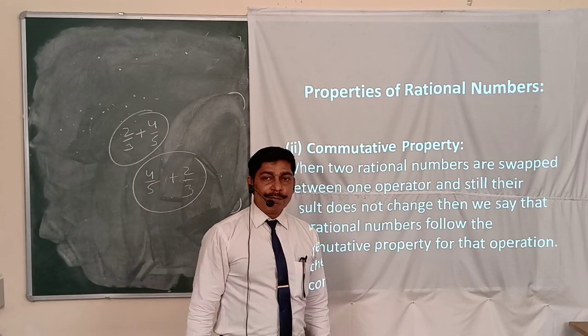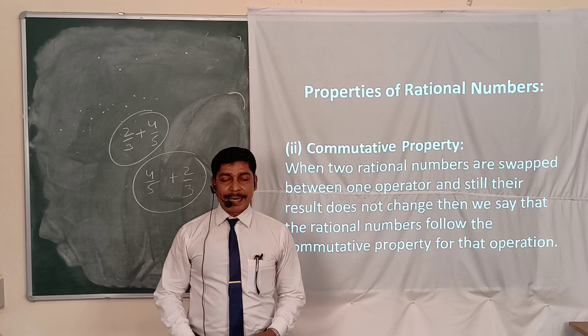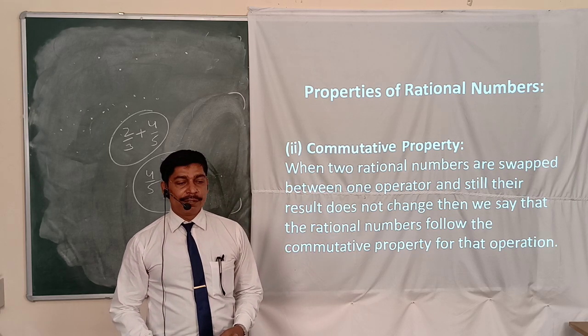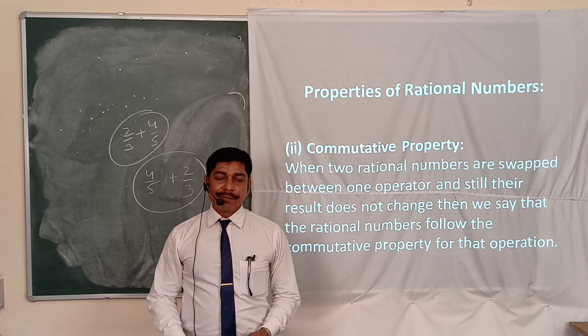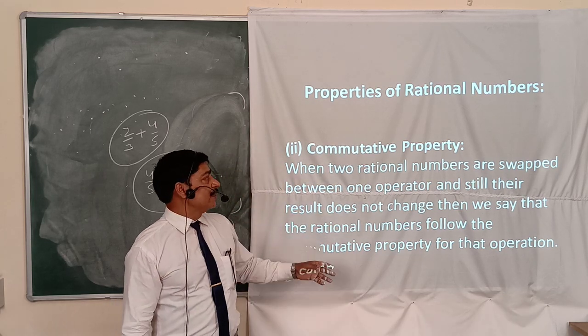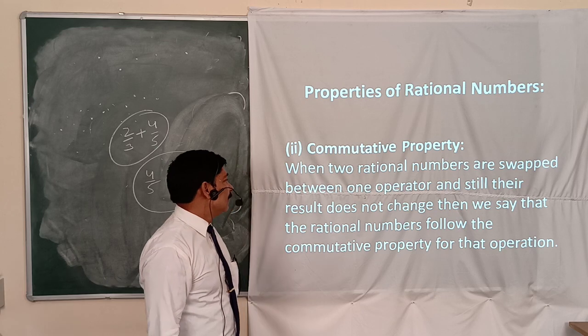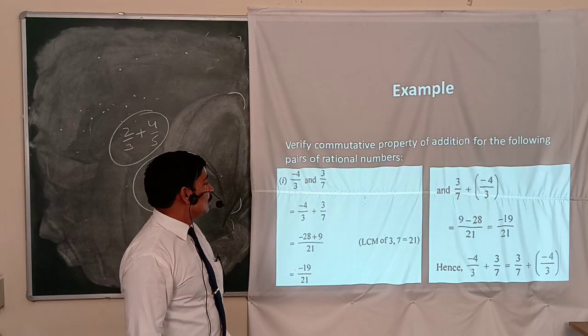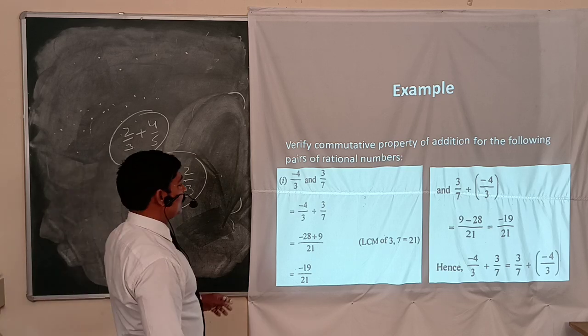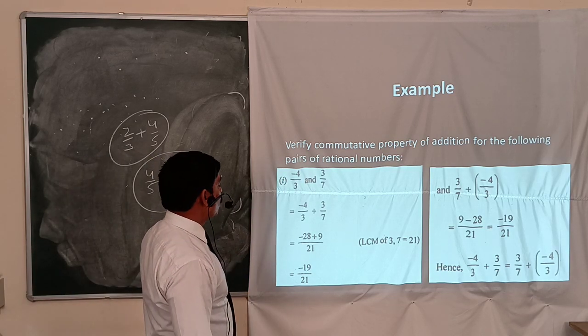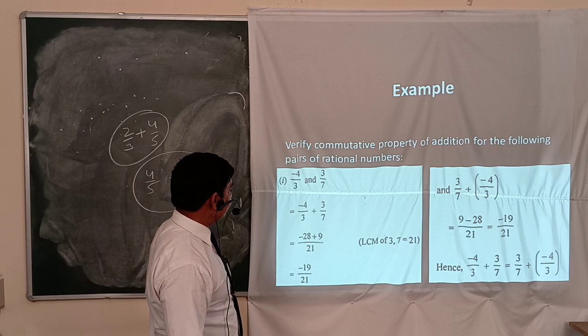So if the rational numbers are swapped between any operator, maybe multiplication, division, addition or subtraction, their value remains the same. So this is the commutative property. Before going on to the next property, let's have some examples for verification of the commutative property.